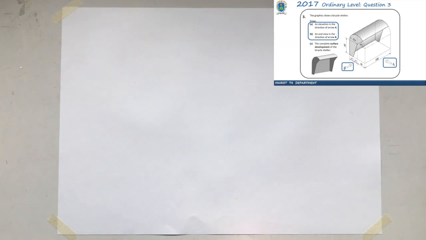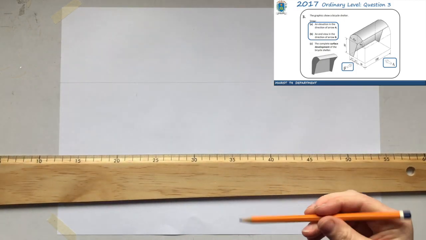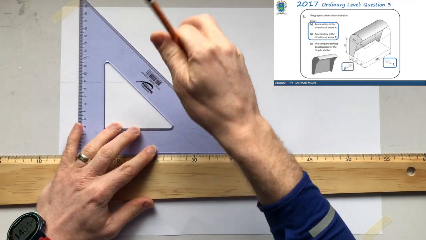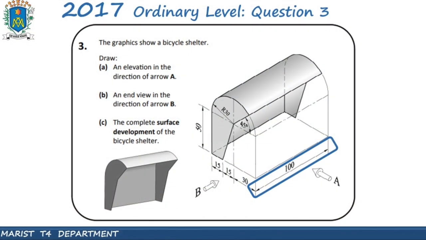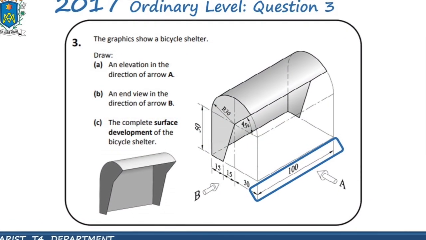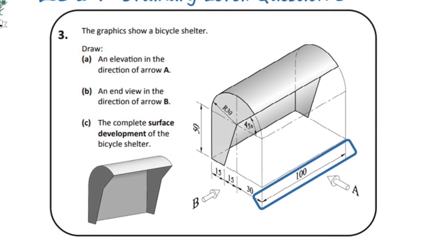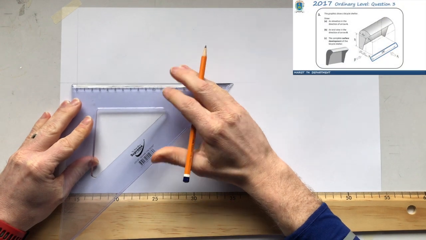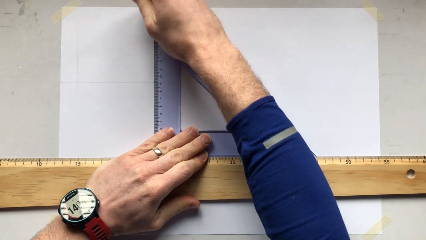We're going to set up the elevation towards the top left. We're going to draw a light line across, and we're going to just pick an edge here. If we look closely at the question now, from looking in from arrow A, we can see the overall width from left to right very clearly is 100. So I'm going to mark off my width at 100. And again, we're going to draw a light line all the way down.